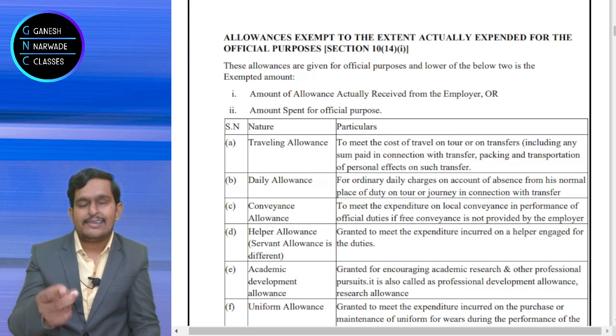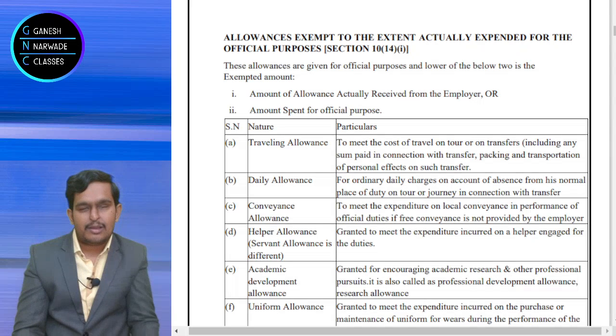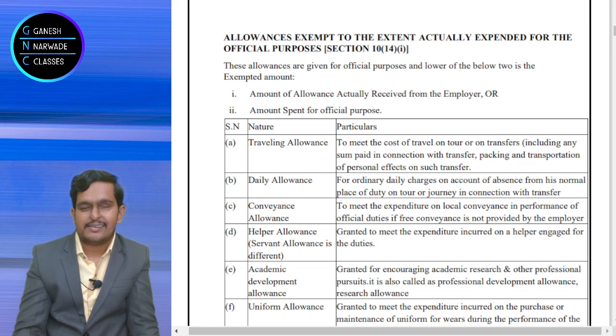Same way, second one is daily allowance. Suppose you are working here at Hyderabad, but for your daily needs you need some money. Now you receive 1000 rupees per day, but you spend only 200. So the balance 800 is taxable. Third one, your conveyance allowance. Suppose for office work you are traveling here and there, like when you work as an articled assistant, you are sent to the income tax department, GST officers, yes or no?